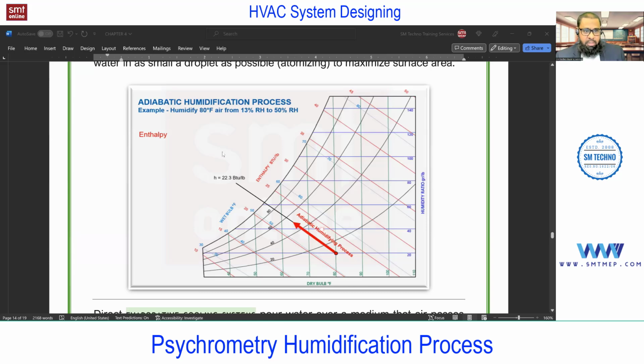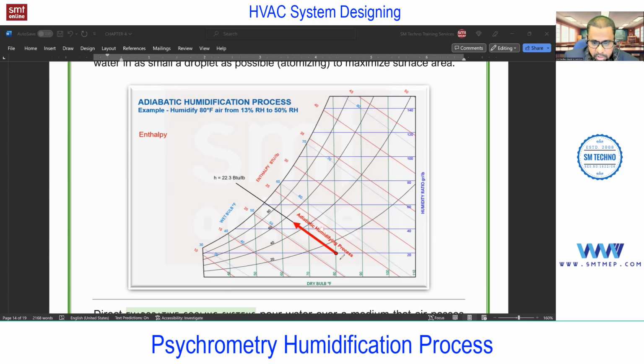The next process is the adiabatic humidification process. So what does adiabatic refer to? Energy. It means constant enthalpy, meaning no exchange of heat. We are not adding or removing heat, but we are increasing the moisture. That is nothing but the adiabatic humidification process. So this can be done.